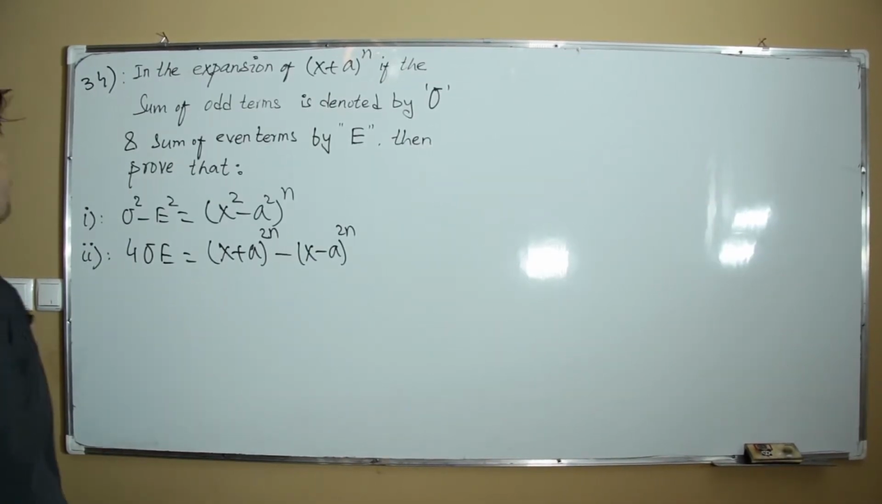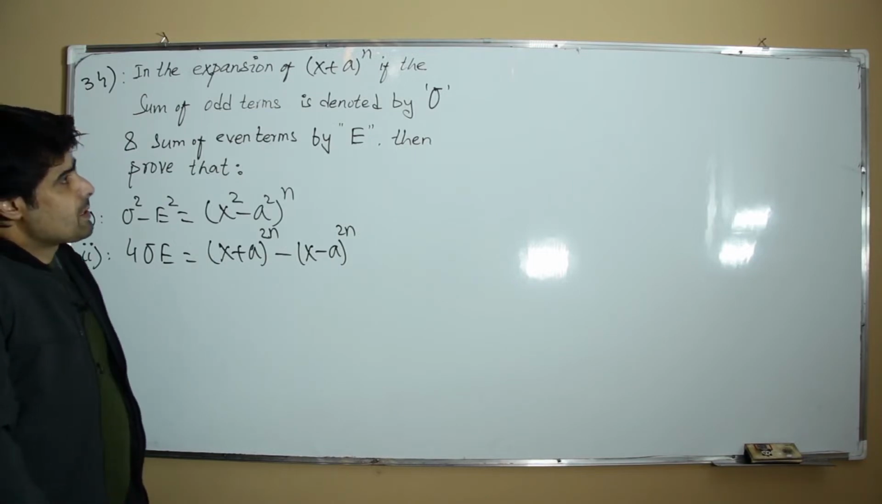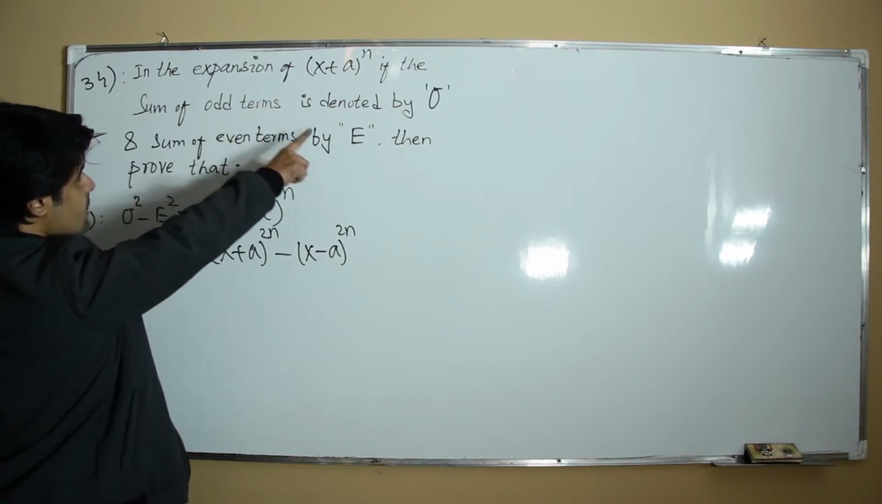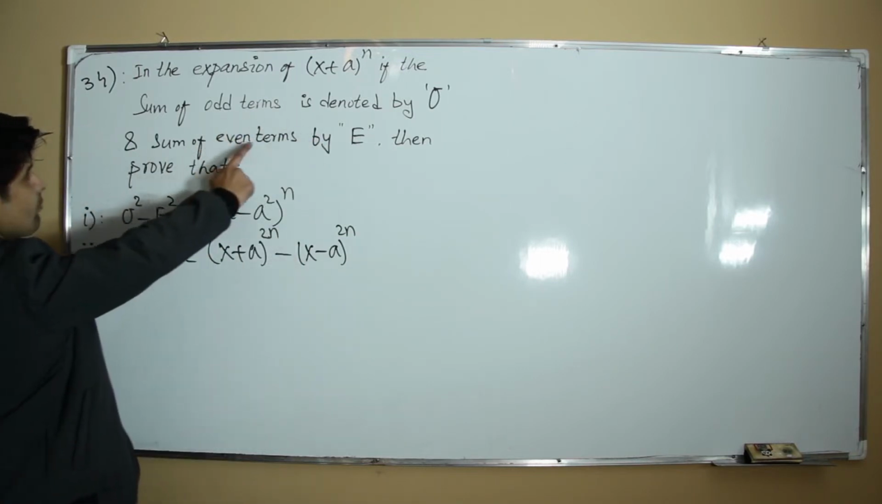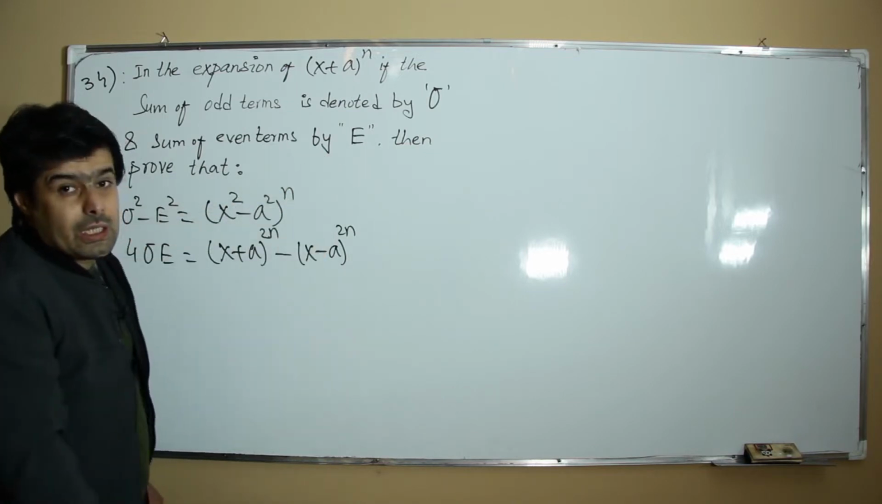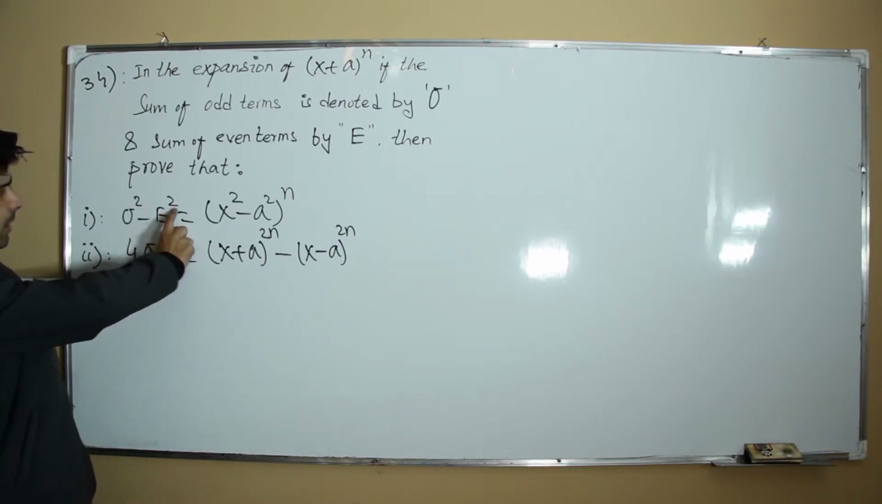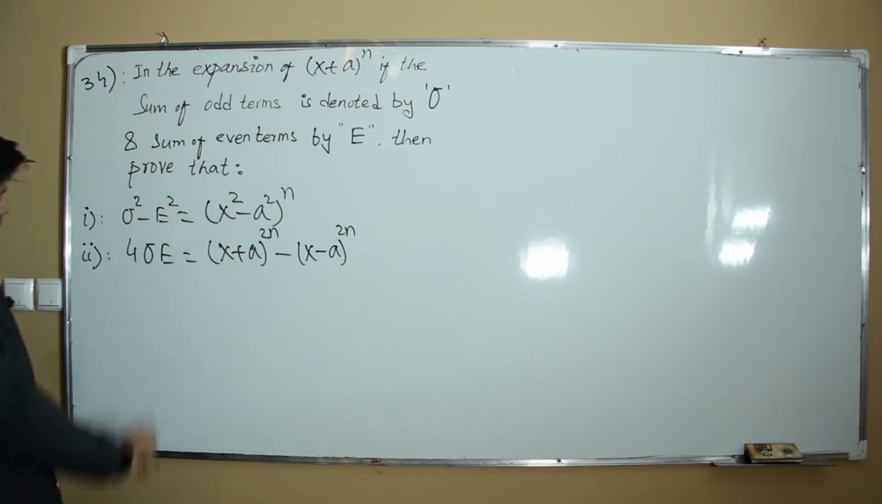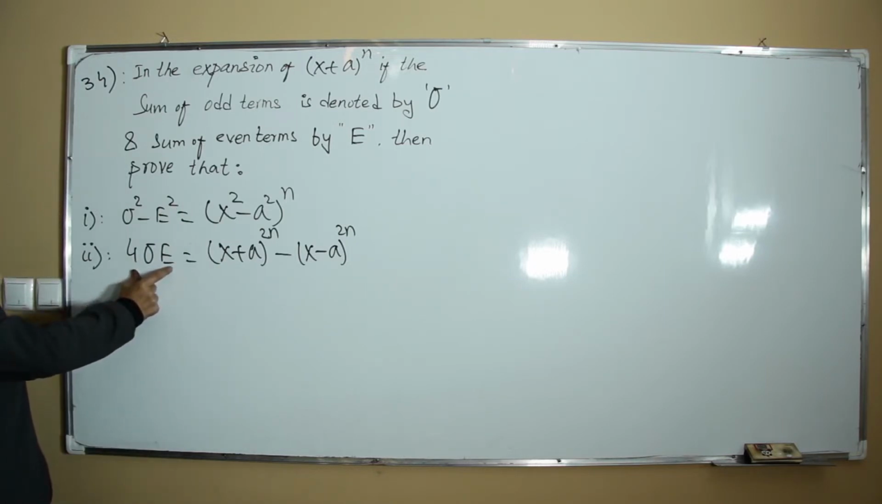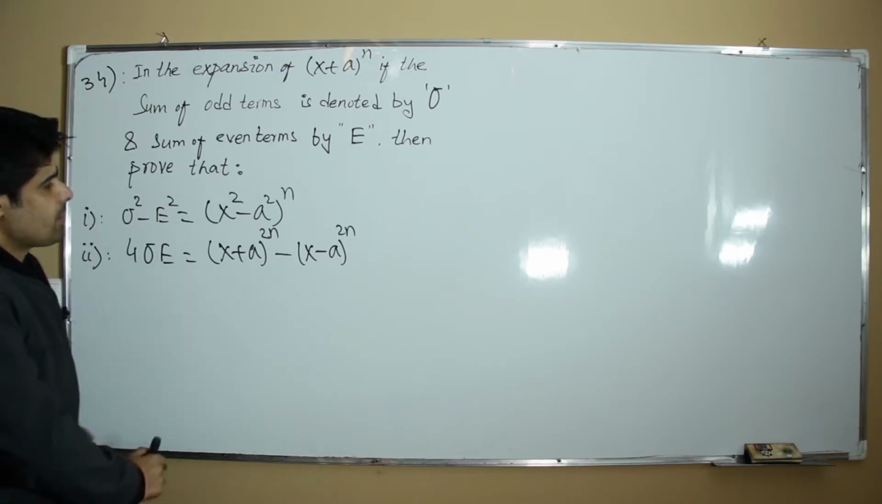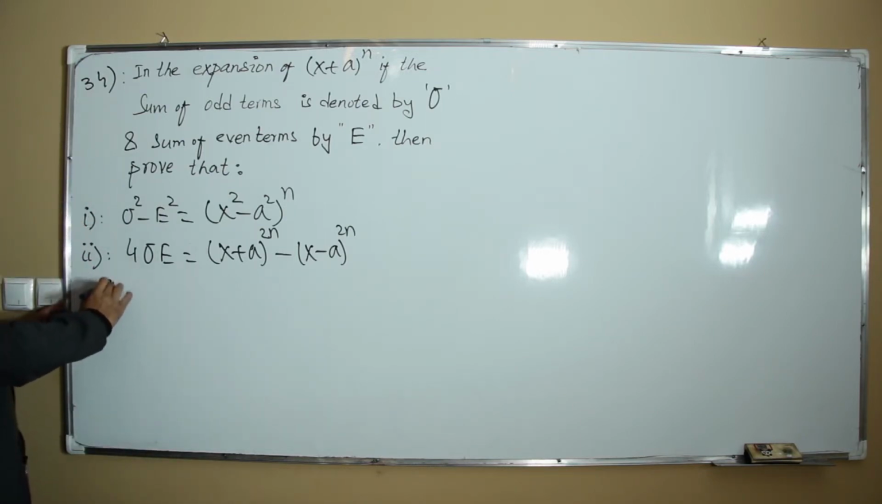Question 34. In the expansion of x plus a raised to the power n, if the sum of odd terms is denoted by O and sum of even terms denoted by E, then prove that O square minus E square, it means odd square minus even square, is this one. Second, 4OE, 4 times of odd and even terms, is this one. How you can prove? By the way, come to the first one.